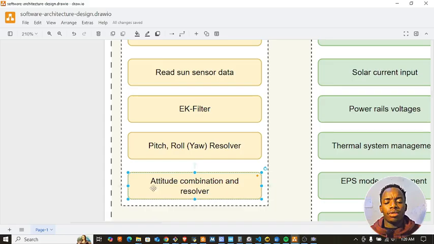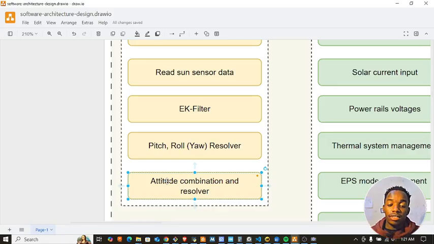And from there, we can also combine these different sensors to determine the attitude of the rocket. I mean, the CubeSat, not rocket. So attitude is nothing but the orientation of the CubeSat in reference to some frame, right? So you can have the earth frame.